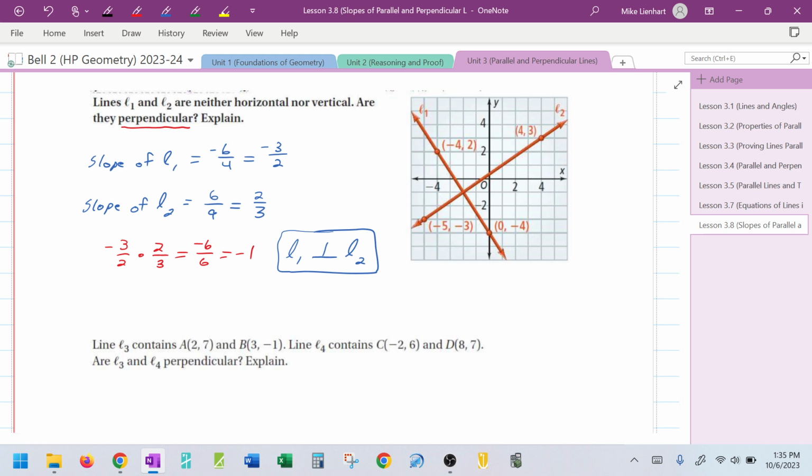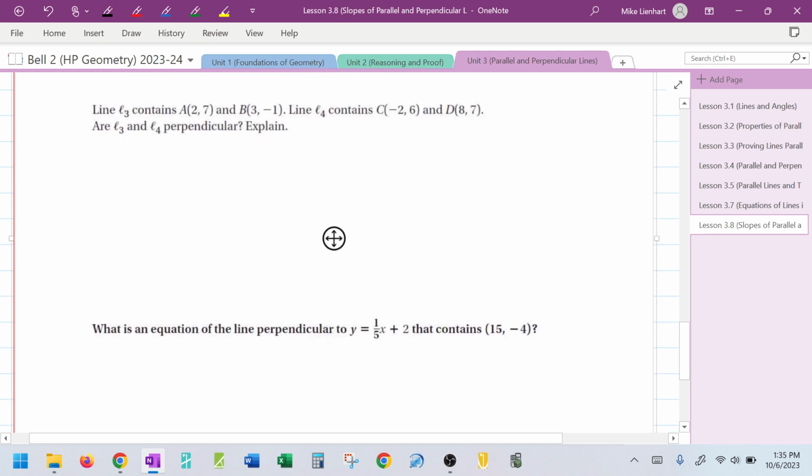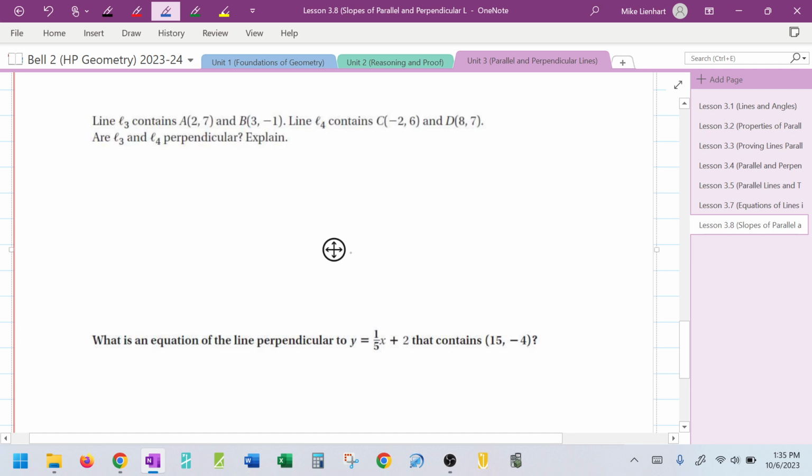Okie dokie. So now let's take a look at another example similar to the one we just did. Now they don't give me a picture, they give me points. So the slope of L3 would be the change in y over the change in x. So I'm going to go 7 minus negative 1 over 2 minus 3, which would be 7 plus 1 or 8 over negative 1. So that's negative 8.